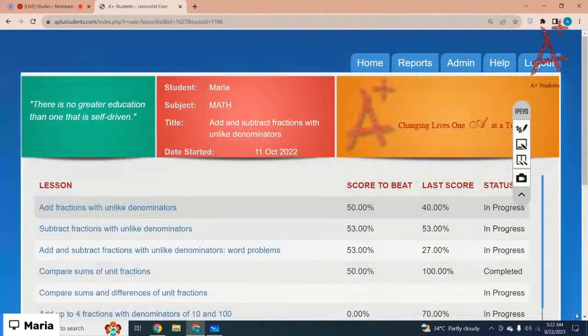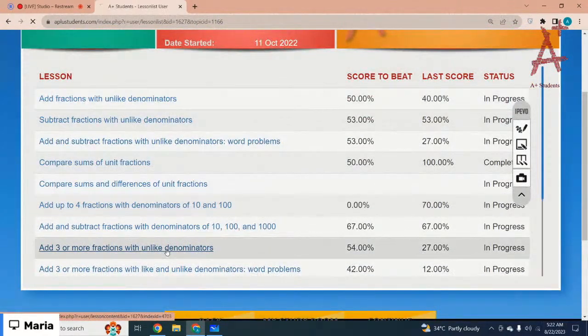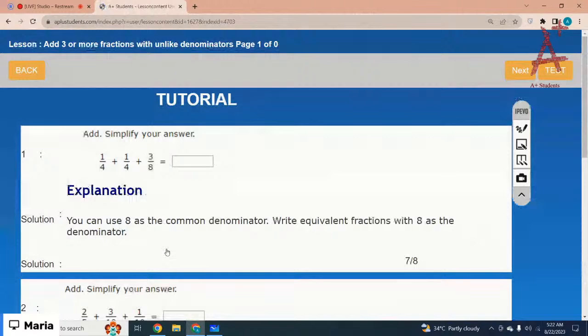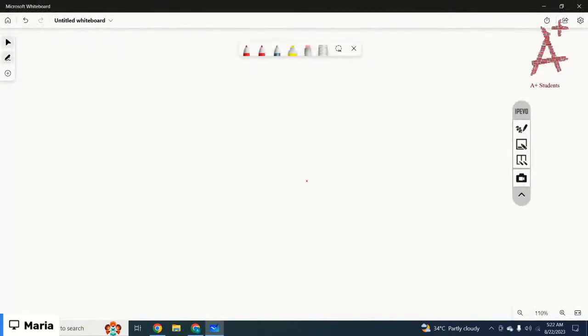And the next lesson is add three or more fractions with unlike denominators. So you have to add 1 by 4 plus 1 by 4 plus 3 by 8. That's exactly same as adding two fractions, right? You have to make their denominator same before adding. You can see the smaller denominator is 4. The greater one is 8. You have to make the smaller denominator equal to the greater one, right? So 4 times 2 makes 8.